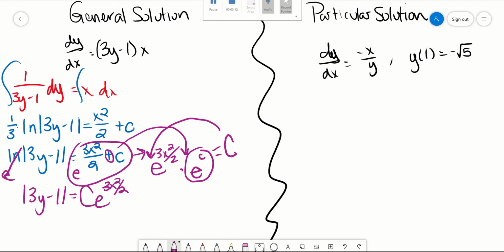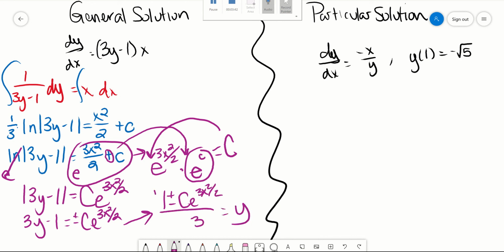Now this 3y minus 1 is in absolute values, which means it could either be positive or it could be negative. So to be able to actually solve for y, we're going to have to say this is either positive or negative C e to the 3x squared over 2. Because absolute value, it could be positive, it could be negative. So then to completely get our general solution, we would add 1, we would divide by 3. So 1 plus or minus C e to the 3x squared over 2, all over 3. That would be our general solution.